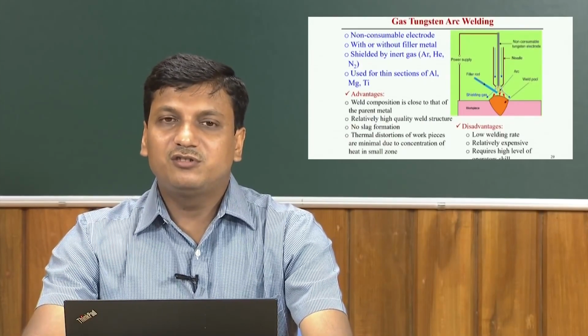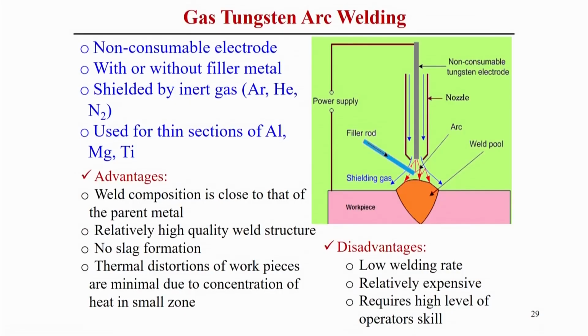Now, another one of the most used welding processes is the gas tungsten arc welding process. In this process we use a non-consumable electrode, with or without extra filler material added, and shielding is generally done with argon, helium or nitrogen, that means an inert type of gas. It is specifically used when a very thin section or a very small weld joint is required.